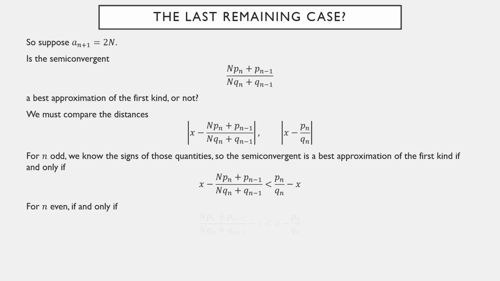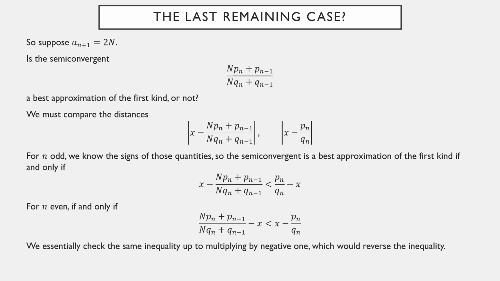Now let's suppose n is even. We would just get the opposite. But observe, we're basically checking the same inequality. If n is even, I would just multiply this by -1, and we'd get a reversed inequality, but it would look exactly the same. So between n being odd or even, we're checking the same inequality. It's just that for n odd, we want less than. That will tell me that the semi-convergent is a best approximation of the first kind, whereas for n even, we're going to want bigger than.